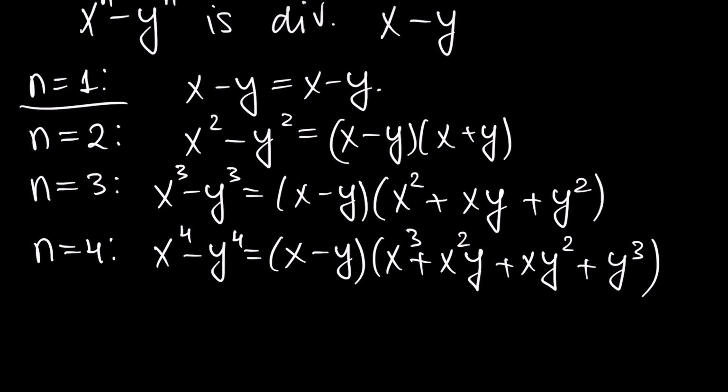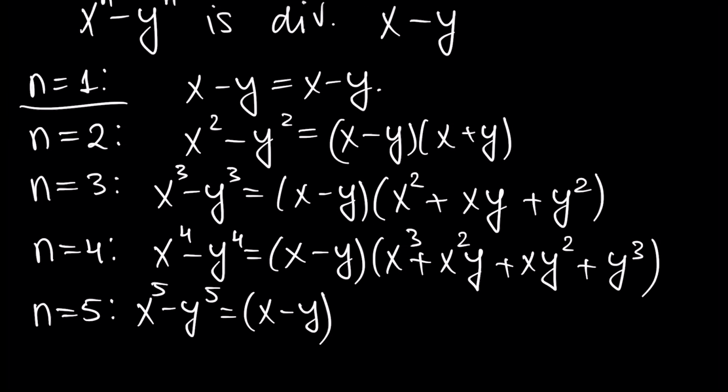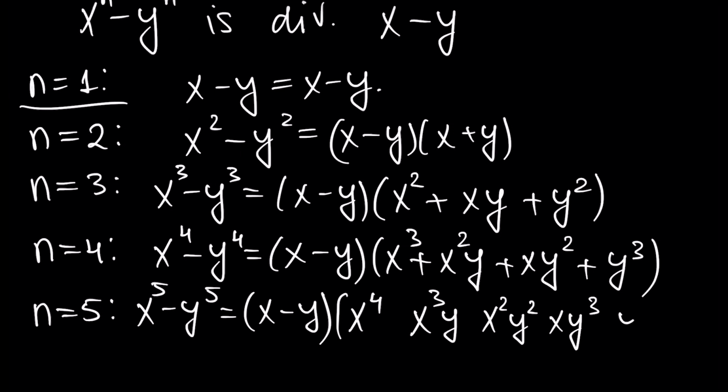And the last case, when n is equal to 5, x to the power 5 minus y to the power 5 is equal to x minus y times another polynomial of degree 4: x to the power 4, x cubed y, x squared y squared, x y cubed, and y to the power 4. And we write always plus. This was everything for this tutorial.